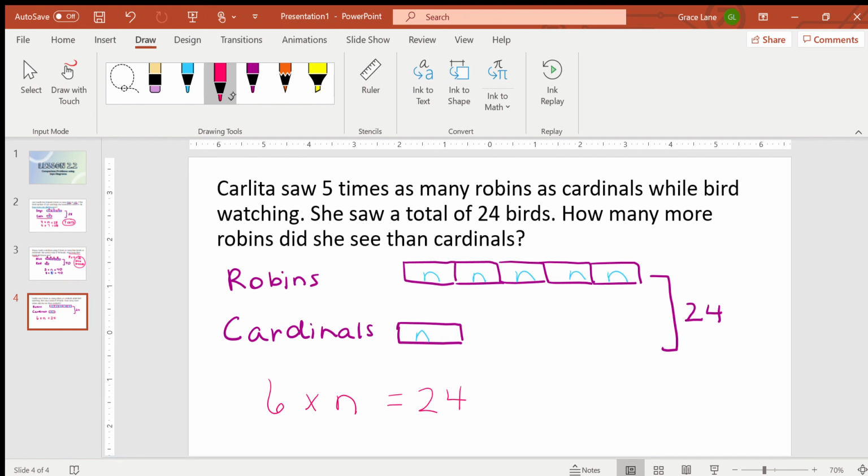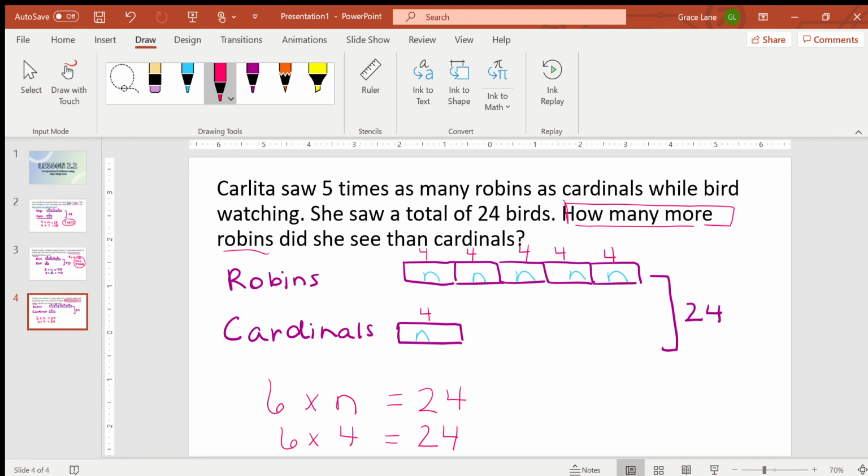Using my math facts, I know that 6 times 4 is equal to 24. So I know now that each one of my boxes in the tape diagram has to be equal to 4. My question though says, how many more robins did she see than cardinals? This right here, how many more, that's a key phrase for subtraction. To find out how many more robins there are than cardinals, you need to subtract the total number of cardinals from the total number of robins.